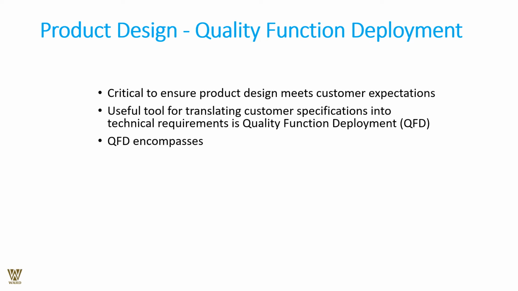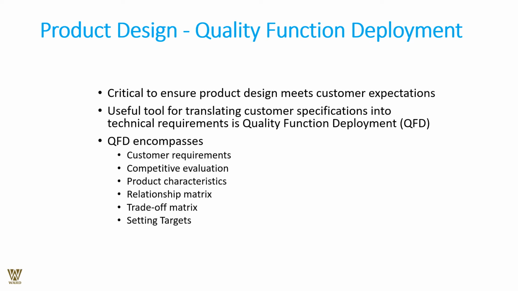The quality function deployment encompasses customer requirements. It encompasses competitive evaluation, as in what your competitors are doing. The product characteristics, as we look into it. Quality function deployment looks after the relationship matrix, and the trade-off matrix, as in whether we want to buy, or purchase, or we are going to manufacture. Now, that is what is setting the targets, as the case might be.